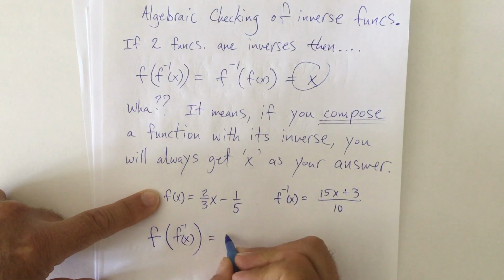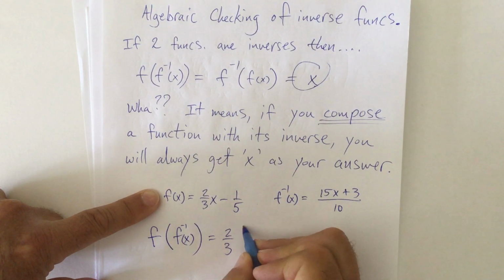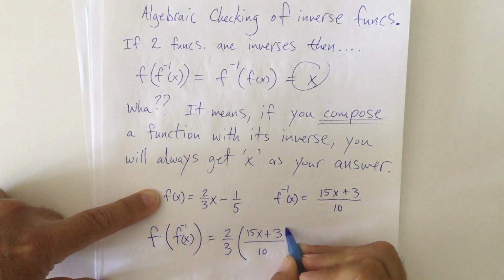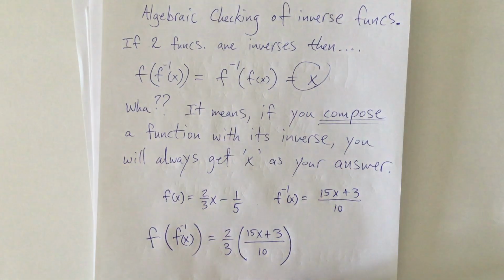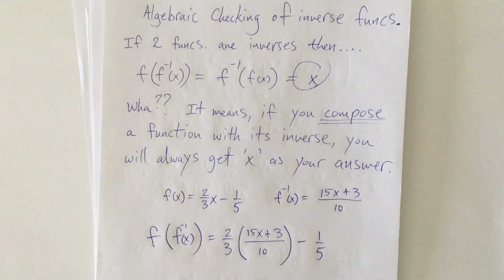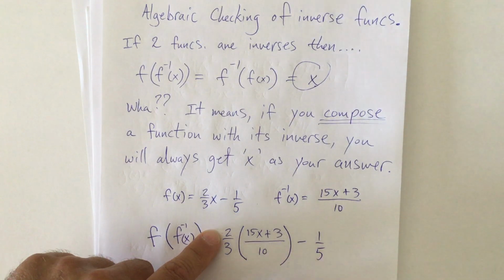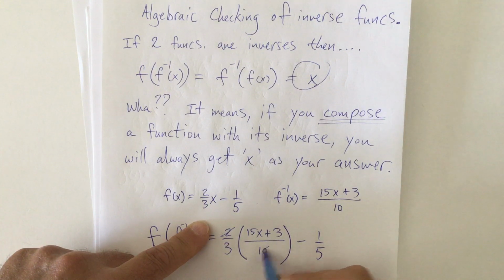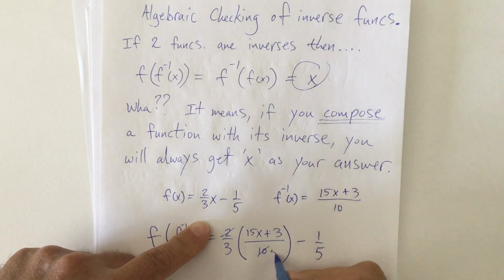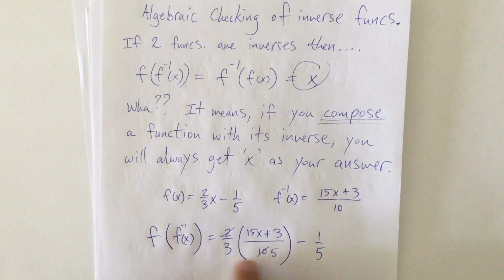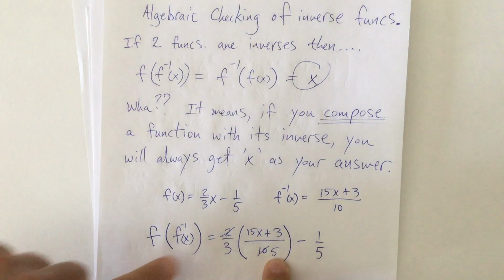So f of x says whatever you give me, I'm going to multiply it by 2/3, and then I'm going to subtract 1/5. That's what f does to whatever you give it. So 2/3 times this. Don't freak out. It's okay. I could do 2 goes into 10. I could cross cancel. I'd get a 5. Then I would go 3 times 5 is 15 on the bottom.